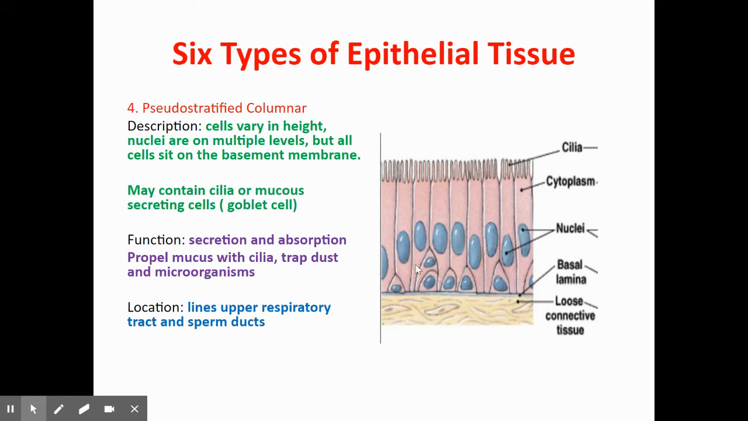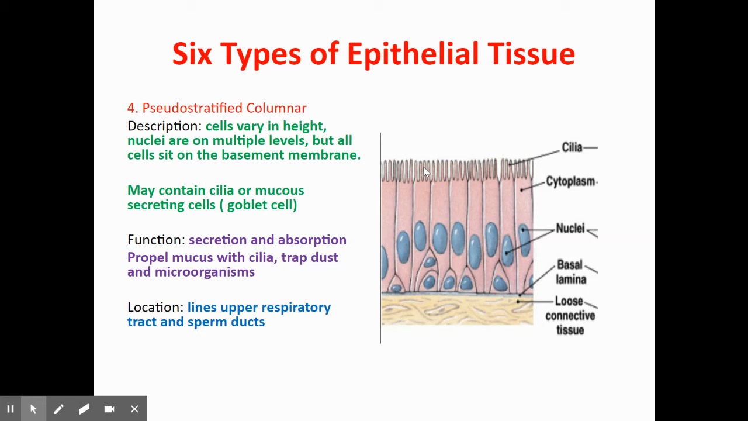These particular cells could also have little extensions called cilia on top of the cells, and what those cilia do is they are able to move. These cells can also secrete mucus. Mucus gets secreted, and the cilia move it along. It's kind of like a conveyor belt.